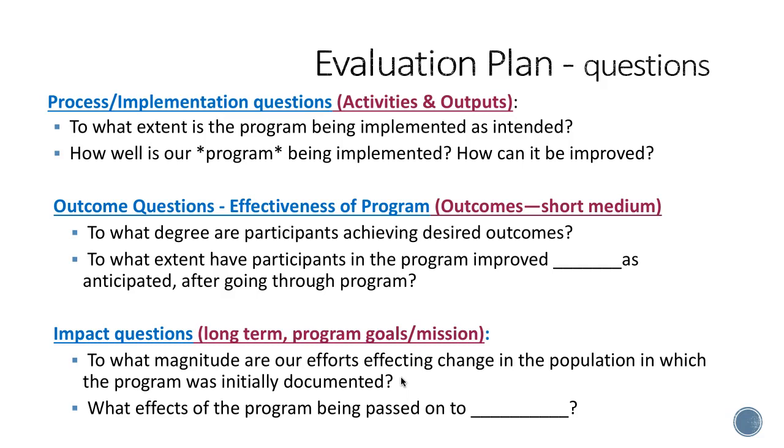Outcome questions are usually about short-term and medium-term outcomes. These speak to the effectiveness of a program. To what extent are the participants achieving desired outcomes? And to what extent have participants in the program improved whatever it is that the program is supposed to improve in them? Impact questions focus on the long term.